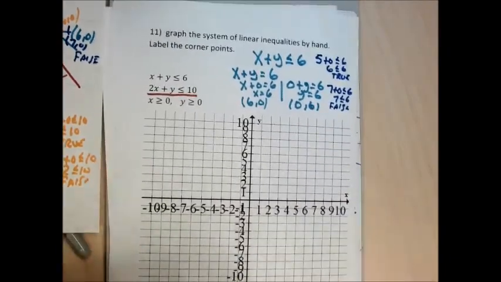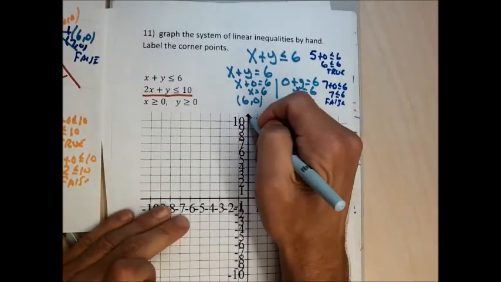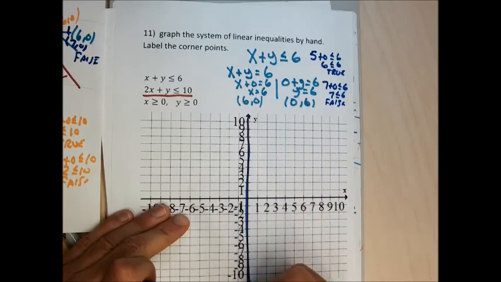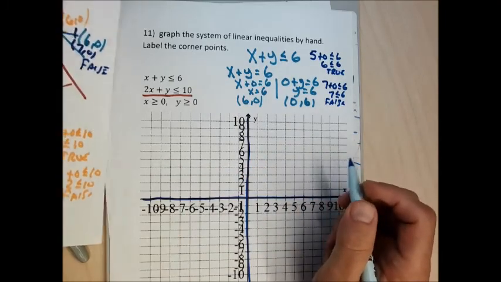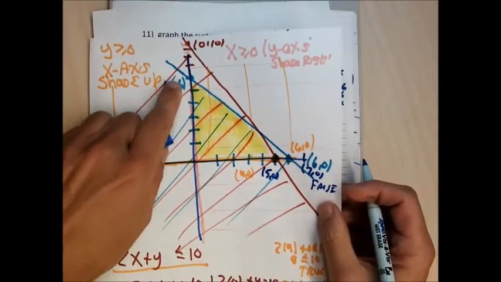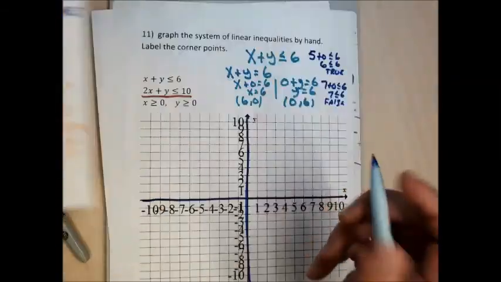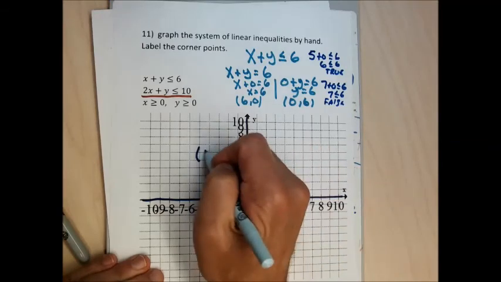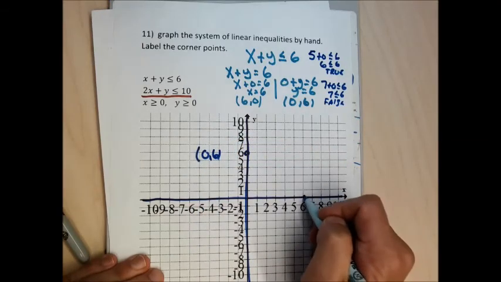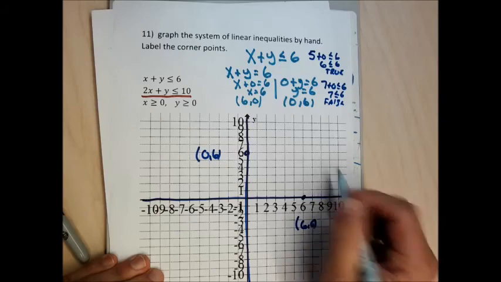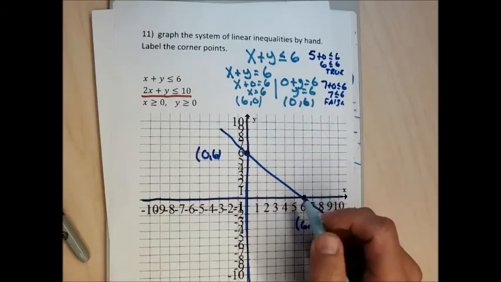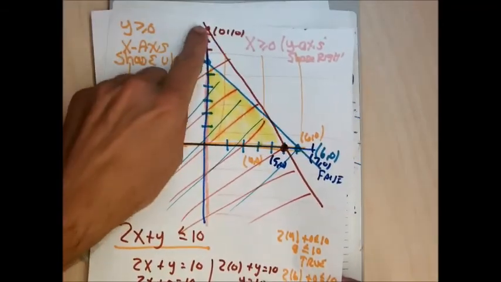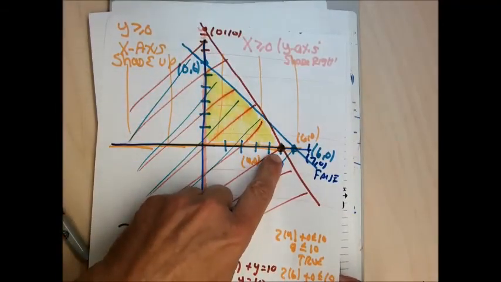So my graphs are the y-axis, shade to the right, the x-axis, shade up, and then I went through (0, 6) and (6, 0) with one of my graphs, so (0, 6) and (6, 0). The other red graph went through (0, 10) and (5, 0).